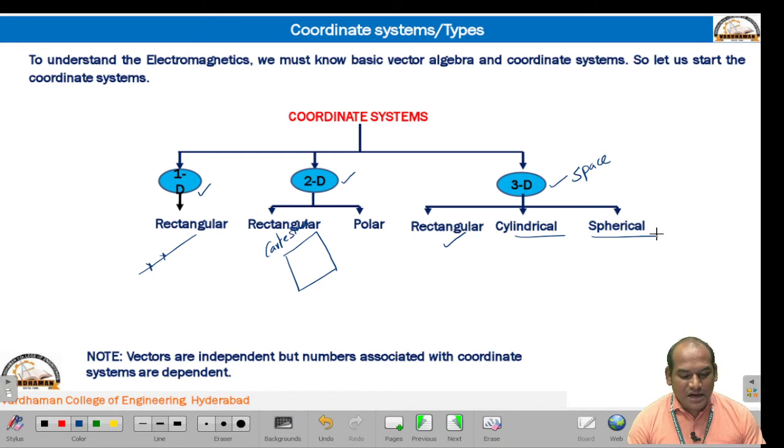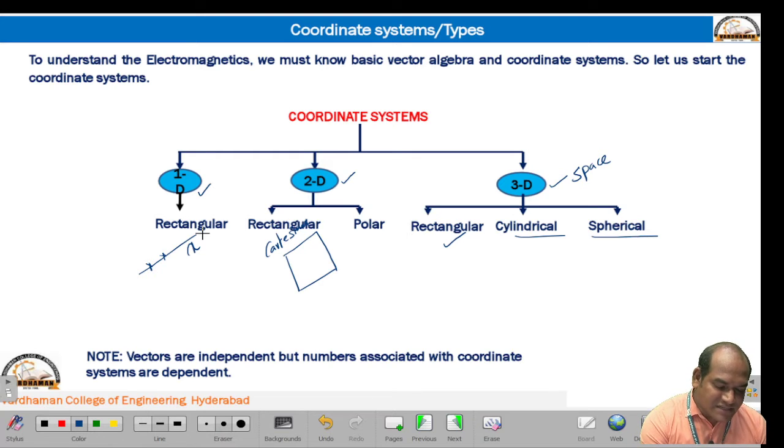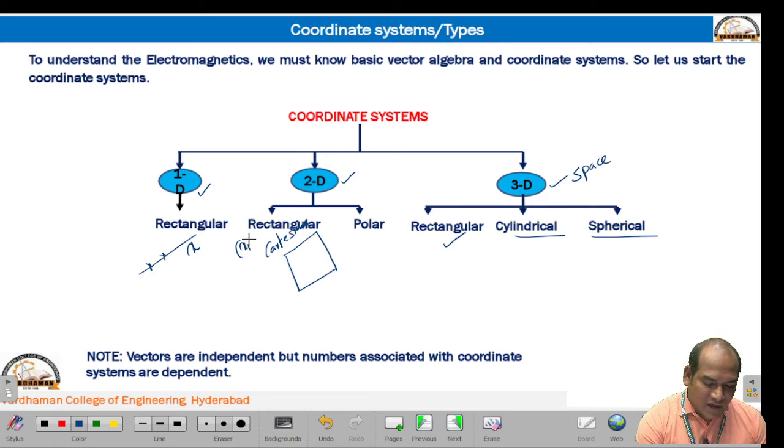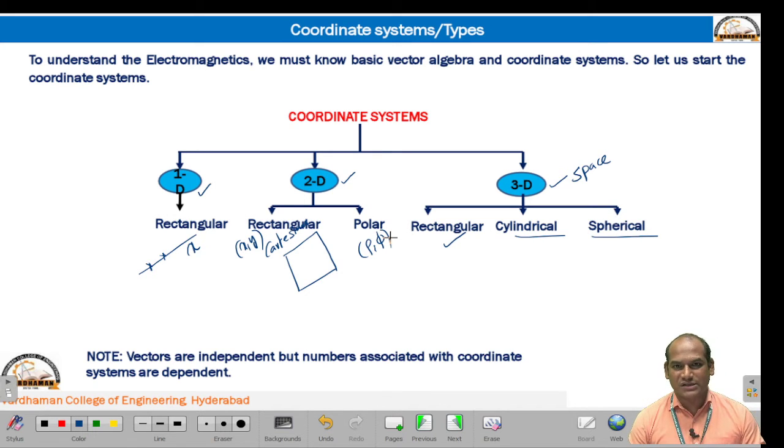In the one dimensional rectangular coordinate system, as I said earlier, a point on a line can be represented. Here only one coordinate is enough, like x. If I say x is equal to 10, I can represent the position of one point on a line. But in two dimensional coordinate systems, we need to provide two coordinates for a point, like x comma y in the rectangular coordinate system and rho comma phi in the two dimensional polar coordinate system.